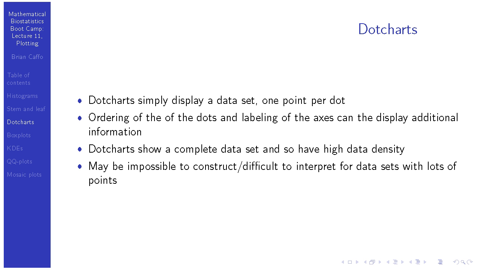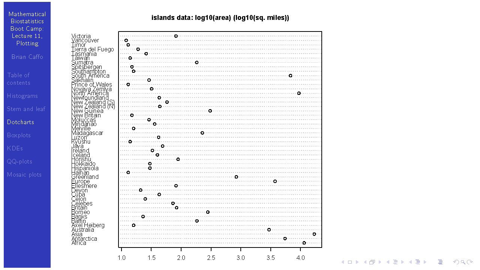But there are problems with them. They may be difficult to construct and difficult to interpret for data sets with lots of points. You may get overplotting and stuff like that. If you look at this dot chart, where I did the dot chart for the log 10 area, so it's log 10 square miles, you see it just plots all of the data. It's the same thing as before, but it gives you a good idea of the density of points. You could really improve on this chart, for example, by grouping land masses together, maybe putting all the Pacific Islands together, and so on. So you could get a lot more information out of it. But at any rate, that's a dot chart.